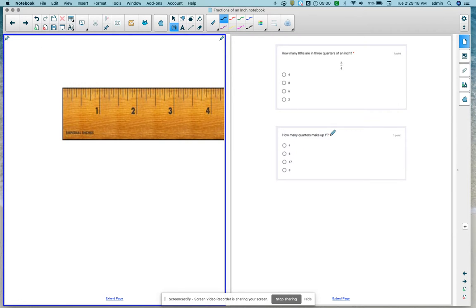How many quarters make up 1 inch? I would have to count. Here's 1/4, 2/4, 3/4, and 4/4. Your inch is your whole, all right? So I'm saying that as the word whole. This is your whole unit. Please excuse my very poor computer handwriting there.